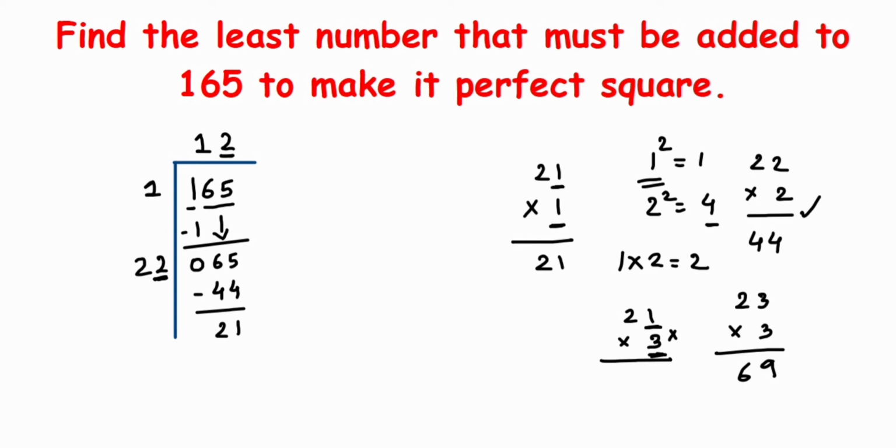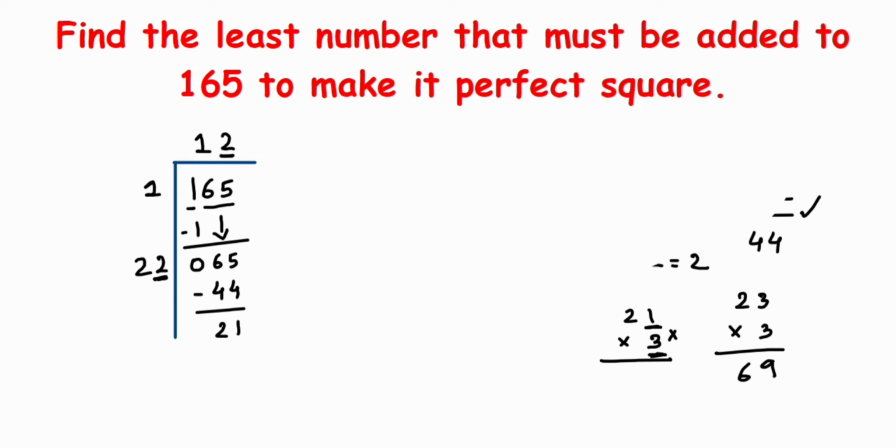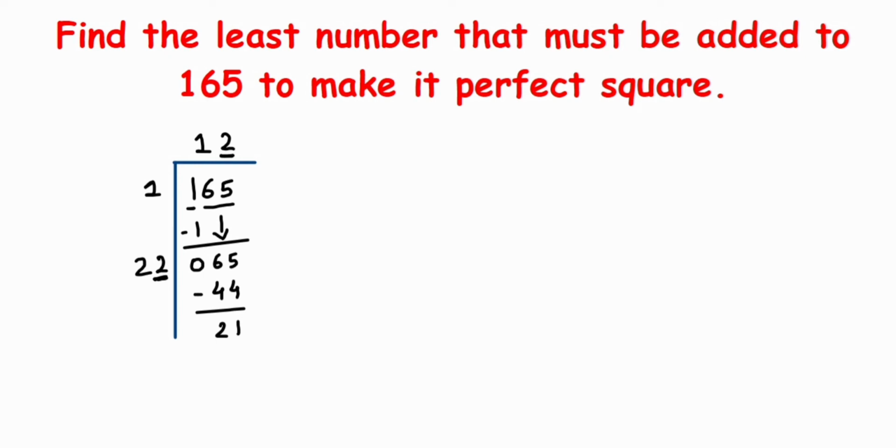Now after this, what have we understood? We're getting a remainder 21, which means obviously this number 165 is not a perfect square. So we have to make it a perfect square by adding some number. How to get it? Here in the quotient we got the number 12. We usually know that what we get in the quotient is the square root of the given number. But here this is not a perfect square, so 12 square is less than 165. It's obvious, right? That is why we're getting a remainder. 12 square is 144, and 144 is less than 165.